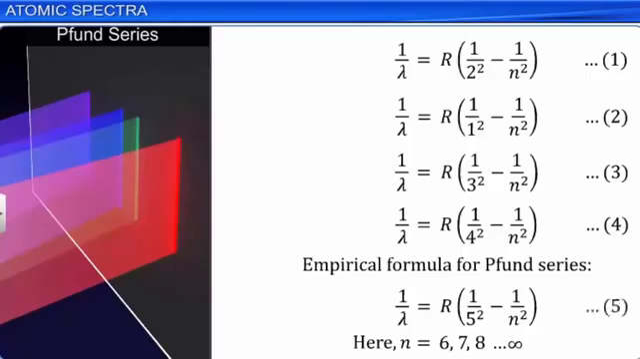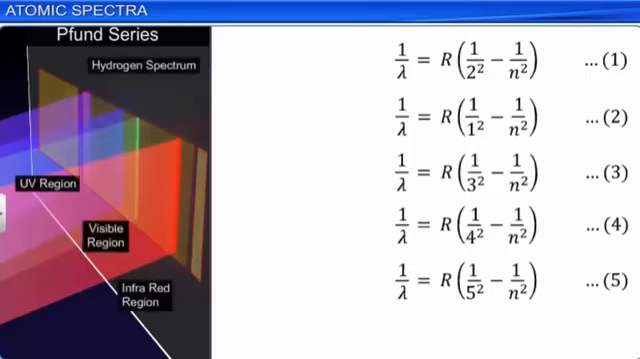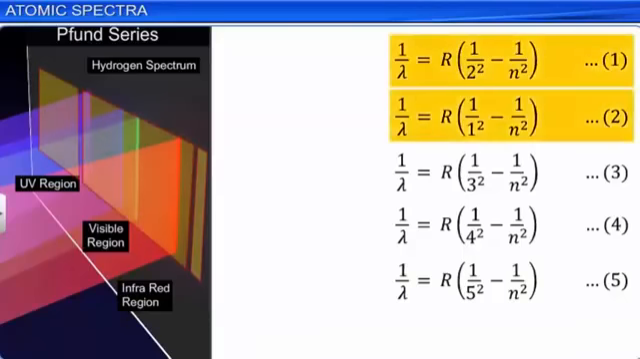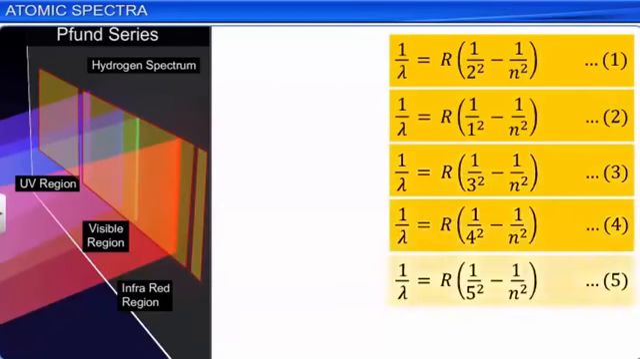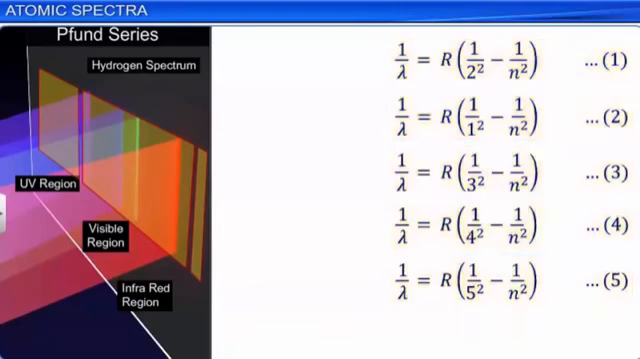Spectra of only a few elements like hydrogen, singly ionized helium, doubly ionized lithium, etc. can be represented by simple formulae like equations 1, 2, 3, 4, and 5. Still, these equations are very important as they give the wavelengths that a hydrogen atom radiates or absorbs.